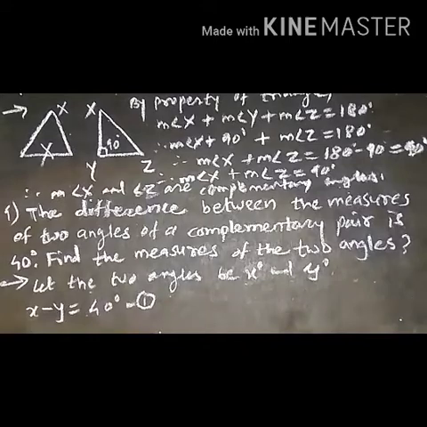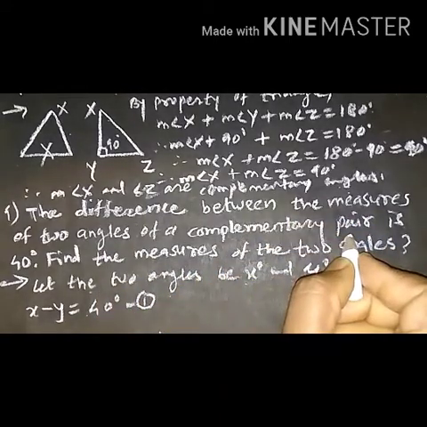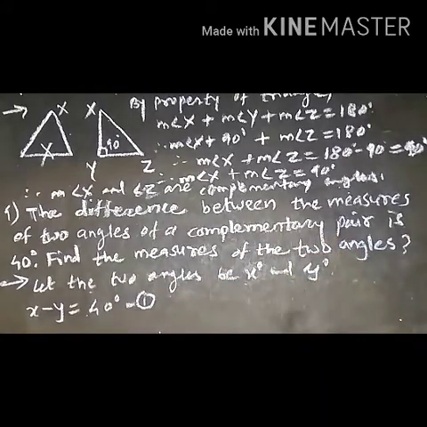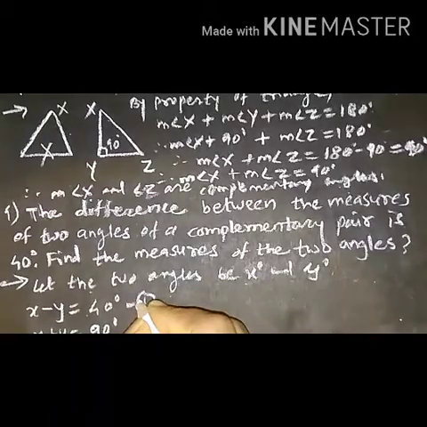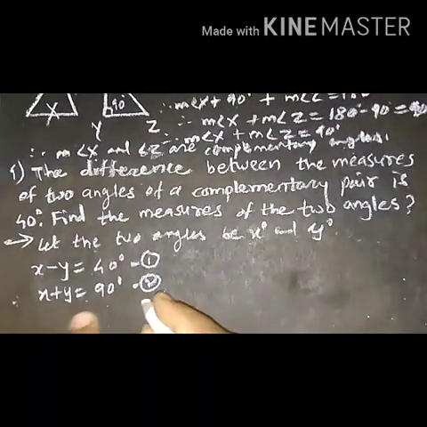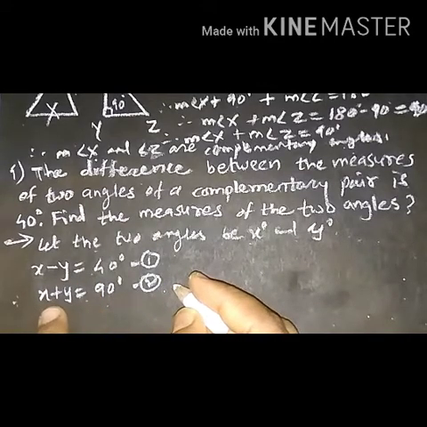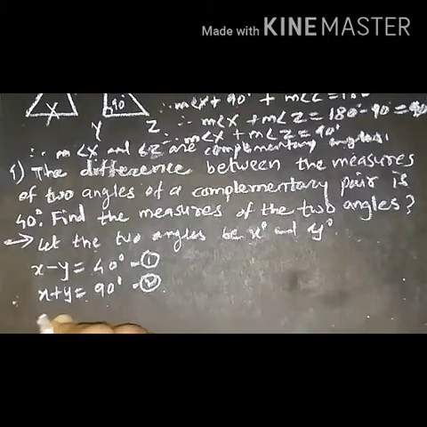This is equation number 1. Now these two angles are complementary angles. Therefore by the second condition we get x plus y is equal to 90 degrees. Complementary angles means the addition of two angles is 90 degrees. So here we have two equations. Now here variable y has opposite signs, so we can directly add these two equations.